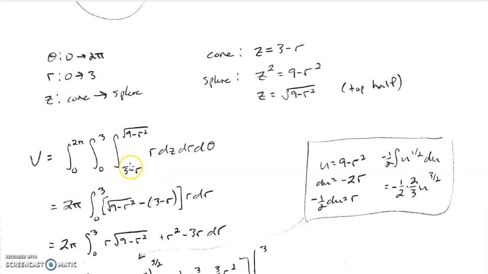The first integration is not so bad. I integrate with respect to z, and there is no z, so I do z evaluated from here to here, or sorry, from here to here. So I do this piece minus that piece. That's where this comes from.